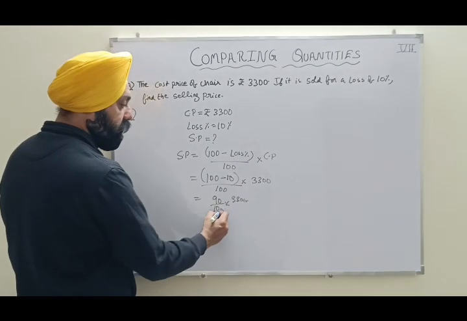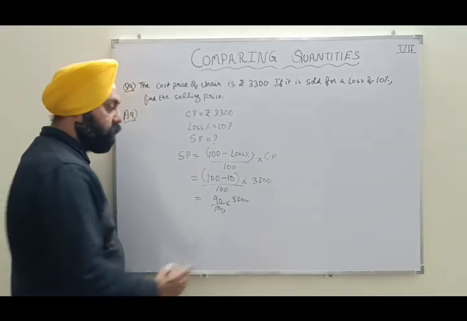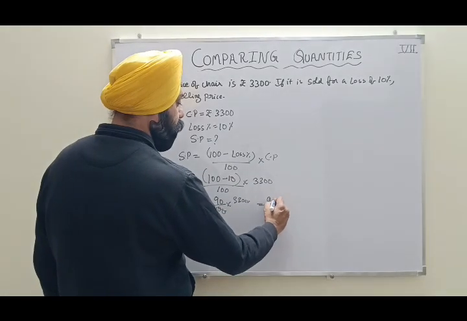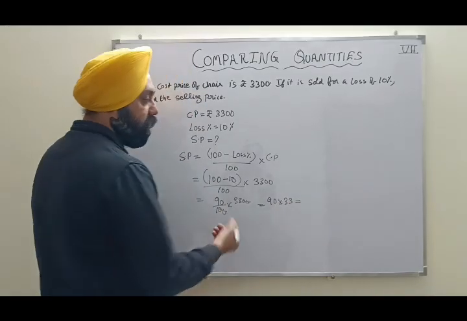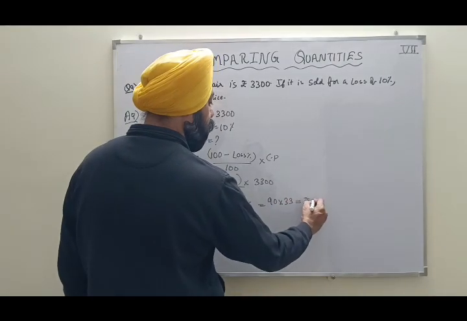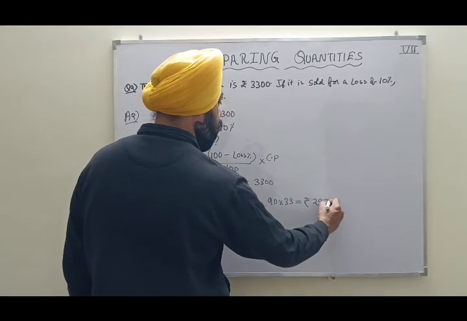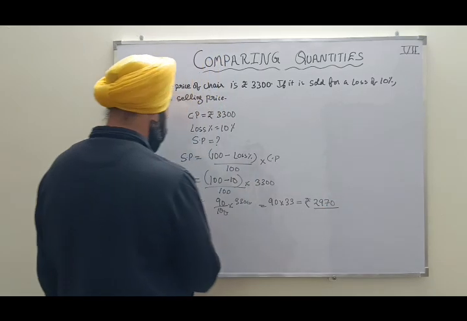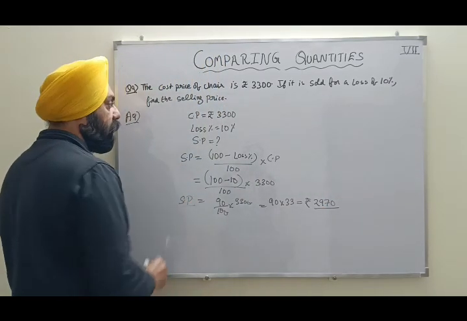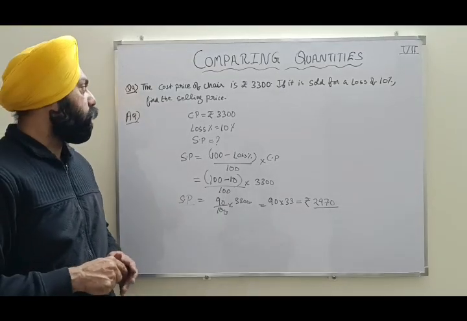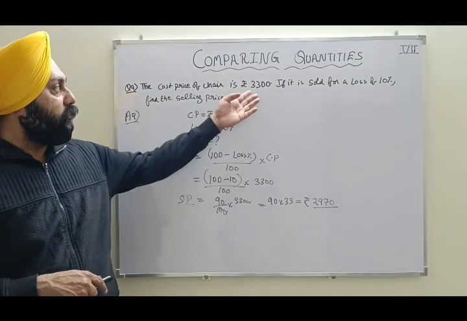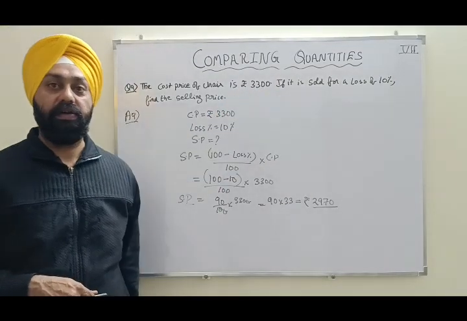So these two zeros can cancel out with these two zeros. So we remain with 90 into 33. So 90 into 33, if you solve, you will get 2970 as the answer. Therefore, the selling price of the chair was 2970 and it is smaller than the cost price, therefore we have a loss percent.